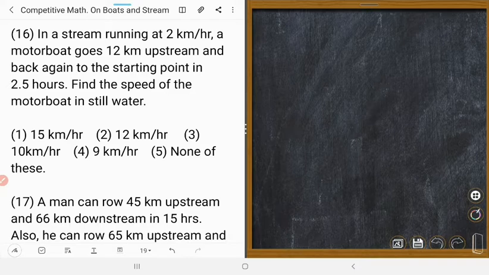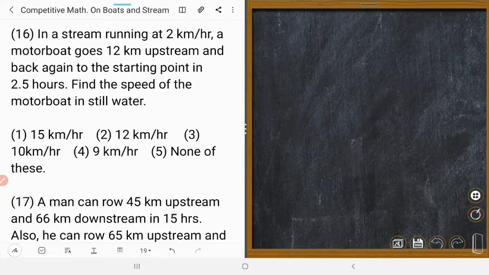Question number 16. In a stream running at 2 km per hour, a motorboat goes 12 km upstream and back again to the starting point in 2.5 hours. Find the speed of the motorboat in still water. It is just like question number 15. I think you can do it. Could you understand? Could you understand or not?